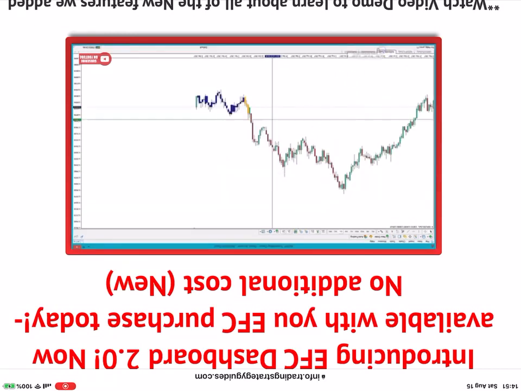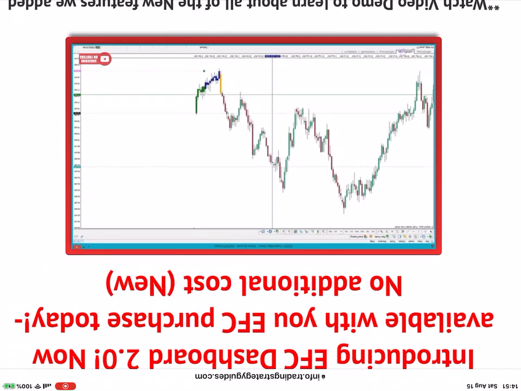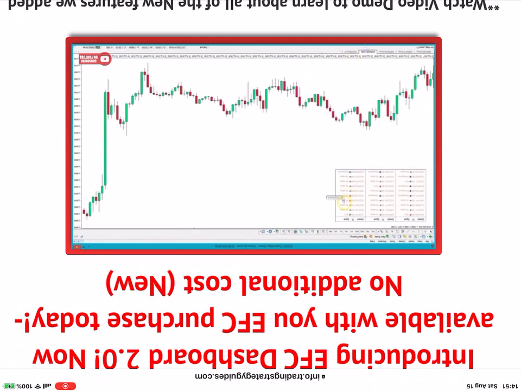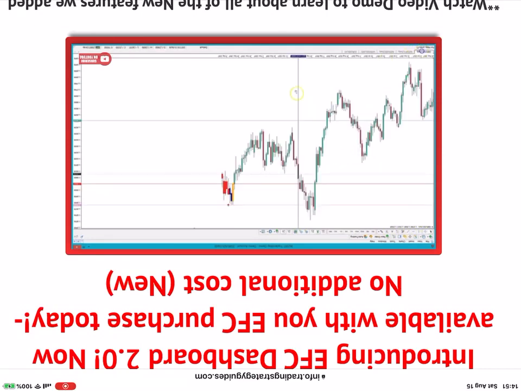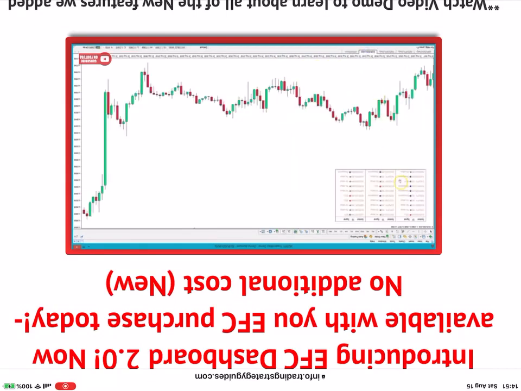This dashboard, where'd my dashboard go? This dashboard, the very first EFC indicator, this never existed. To tell you the truth, the original EFC didn't look anything like this. It actually had a lot of bugs. We worked a long time to get it to look like this. So what I'm saying is we update you with new features, new dashboards. This is a brand new dashboard. We actually give you two now. So here's the two, here's the one and two.